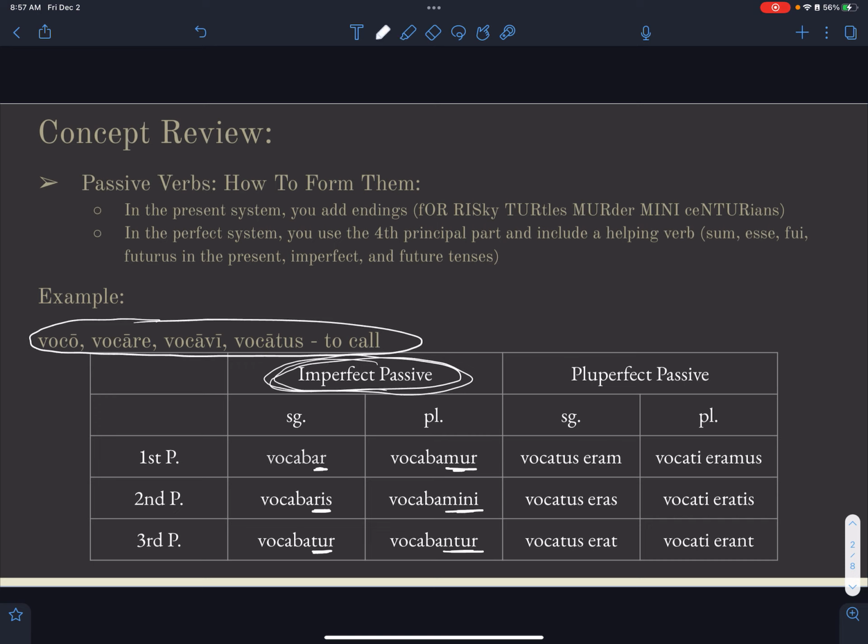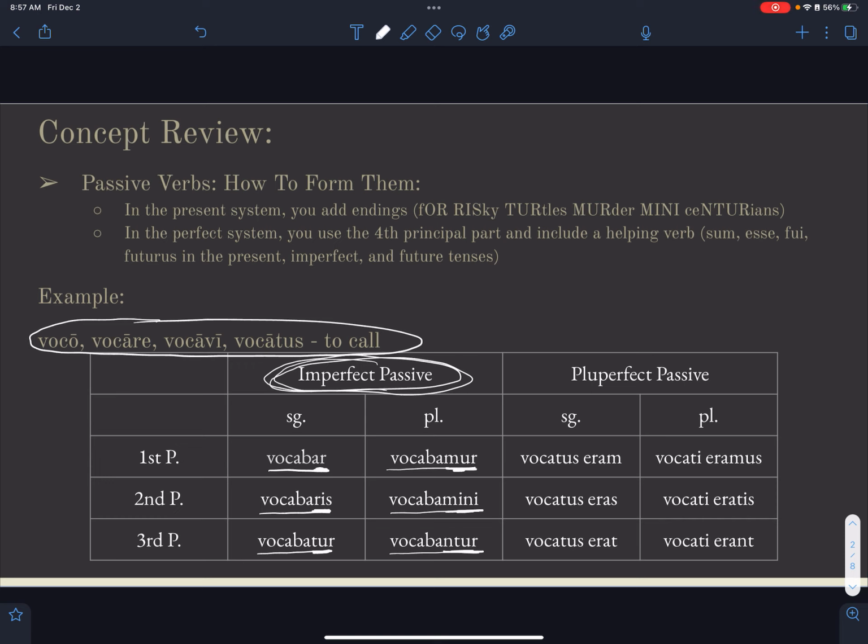Vocabar, I was being called. Vocabaris, you were being called. Vocabatur, he, she, or it was being called. Vocabamur, we were being called. Vocabamini, y'all were being called. And vocabantur, they were being called. All of those are imperfect tense in the passive voice.